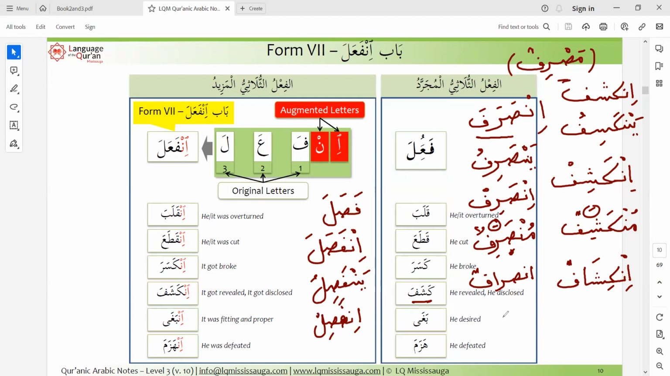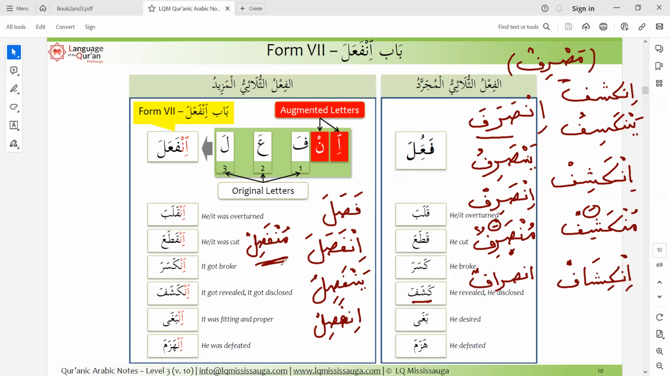And what is the ismul fa'il from this? Munfasil. Have you seen this? Munfasilun, zamirun munfasilun. We saw muttasilun, ittasala yattasilu, ittisalun, muttasilun, and then here we have seen munfasilun. It comes from this bab. Infasala yanfasilu, munfasilun, and then munfasalun, infisalun. That's the masdar.